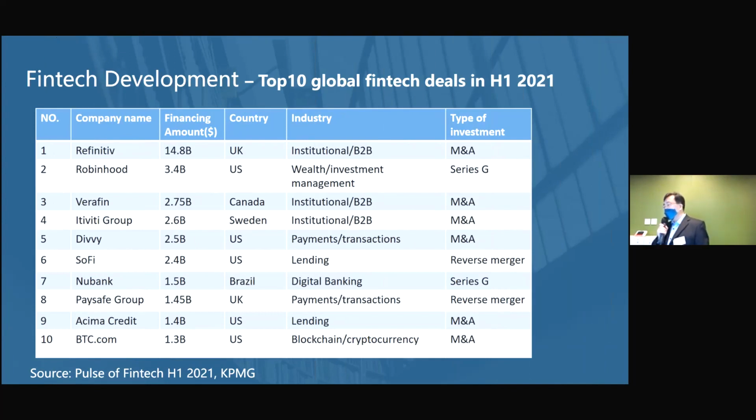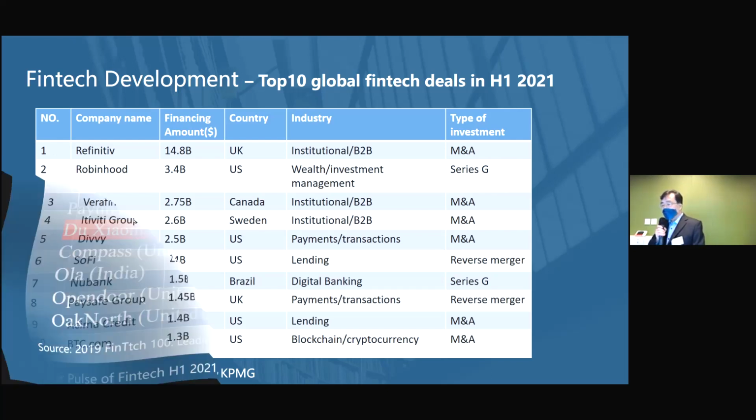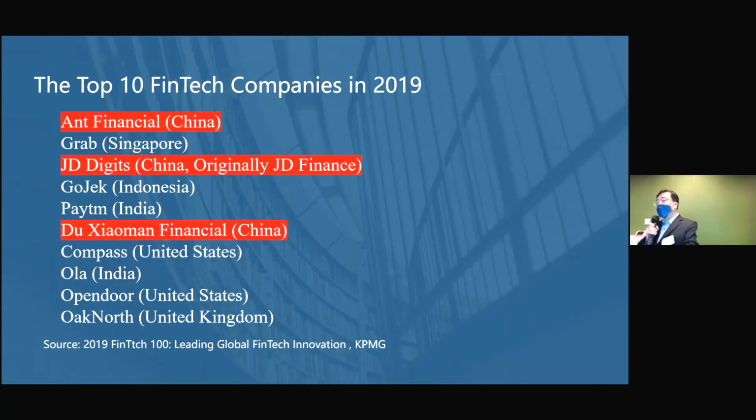So this is a copy about the 2021 FinTech development, the top 10 global FinTech deals. I guess many of you didn't follow this trend. If you look at the top 10 in 2019, you can see that 3 firms are from mainland China, and some firms are from Southeast Asia, like one from Indonesia, one from Singapore, and also Paytm from India. And this firm is going to IPO very soon.